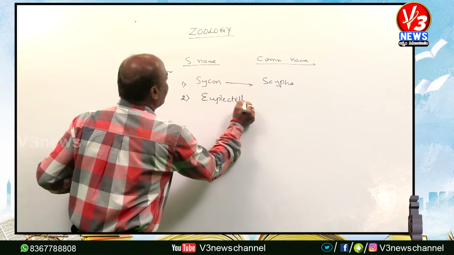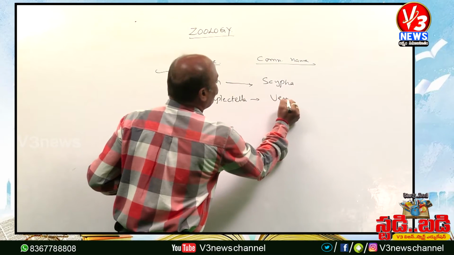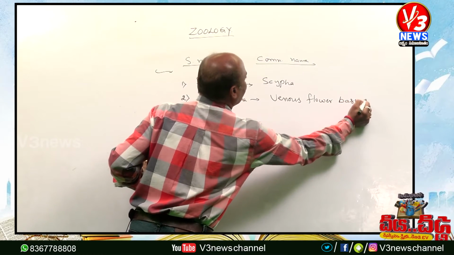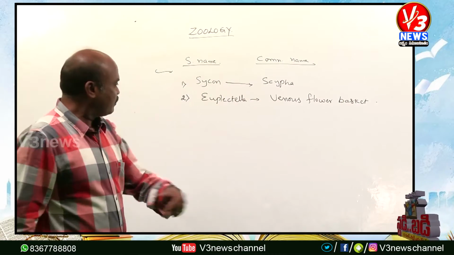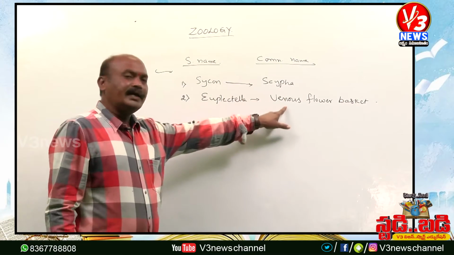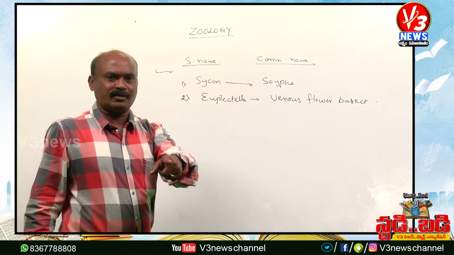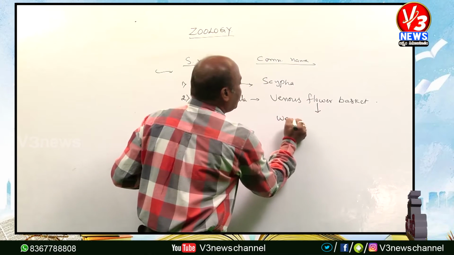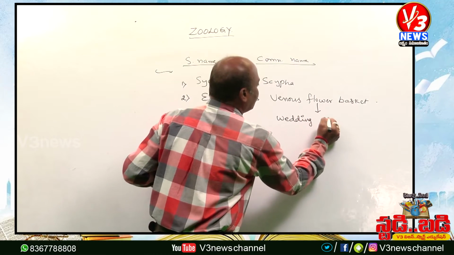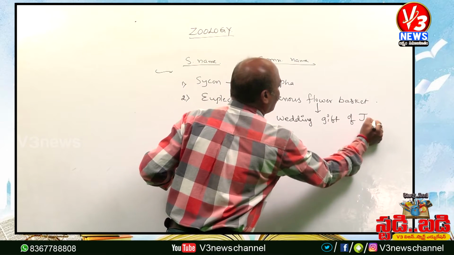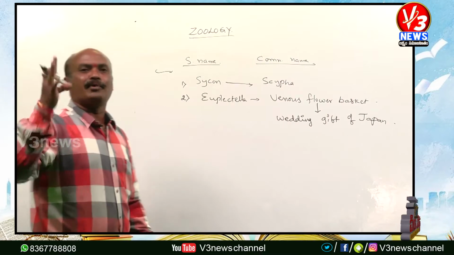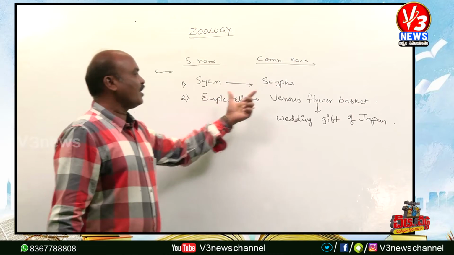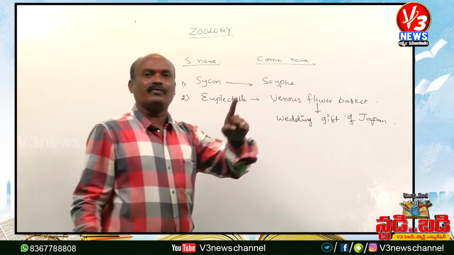Then Euplectella, commonly called Venus flower basket. Here there is a very important aspect about the Euplectella scientific name. It is commonly called Venus flower basket, and it is also called the wedding gift of Japan. That word is very important for you. What is the wedding gift of Japan? Euplectella, commonly called Venus flower basket.